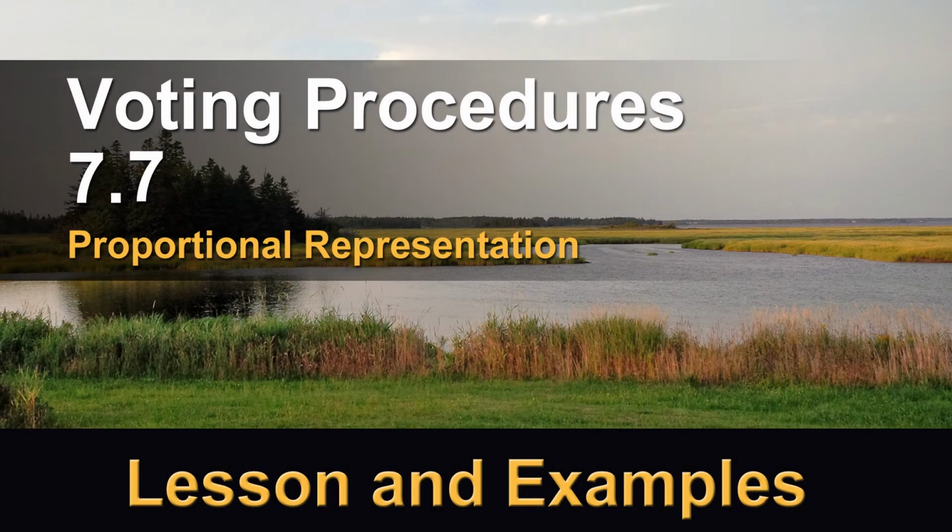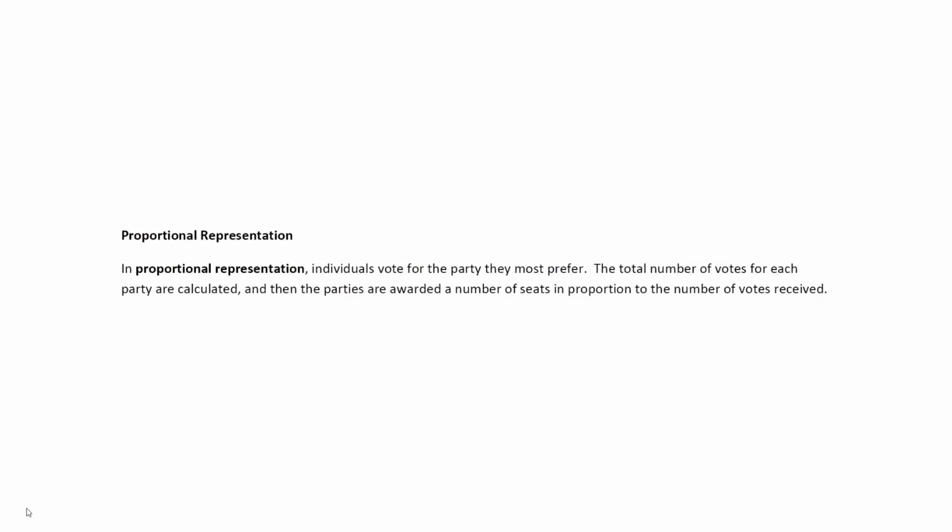Proportional representation. In proportional representation, individuals vote for the party they most prefer. The total number of votes for each party are calculated, and then the parties are awarded a number of seats in proportion to the number of votes they received.